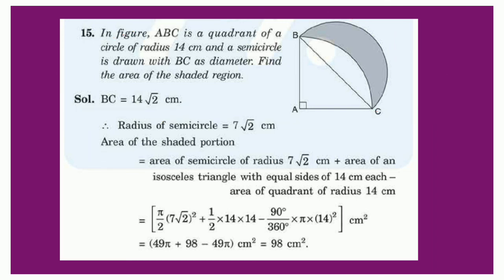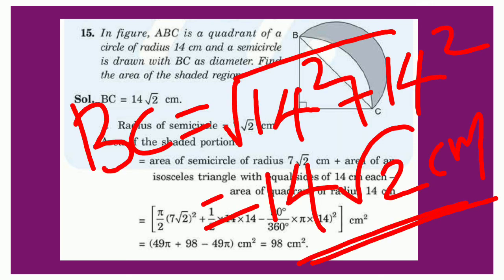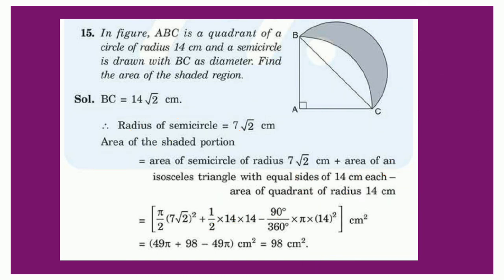The next question: in the figure, ABC is a quadrant of a circle of radius 14 cm and a semicircle is drawn with BC as diameter. Find the area of the shaded region. Here the question gives that the radius of the circle is 14 cm, that is AB is equal to 14 cm and AC is equal to 14 cm. By using Pythagoras theorem you will get BC equal to 14 root 2 cm. Therefore the radius of the semicircle is equal to 7 root 2 cm.